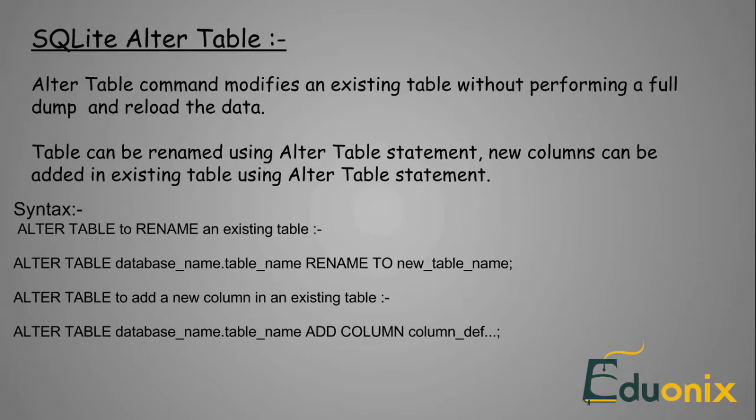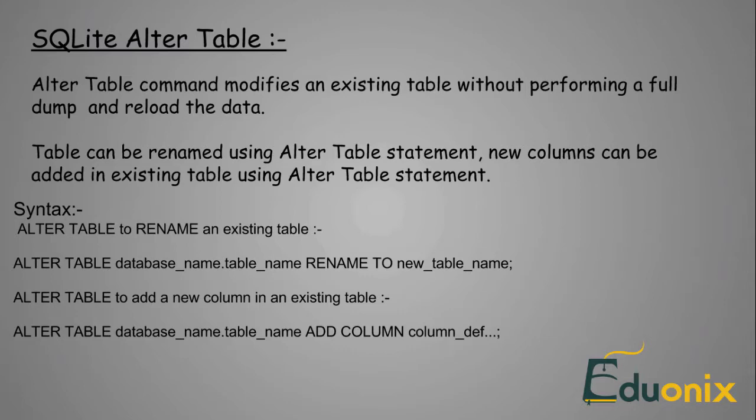So we can look at the syntaxes. To rename an existing table: alter table, database name dot table name, and then rename to whatever name you want to give it. To add a new column: alter table, database name dot the name of the table, and then you have to write add column and the definition of the column, that is the type of the column, the name of the column, and all those details need to be filled to alter the table.